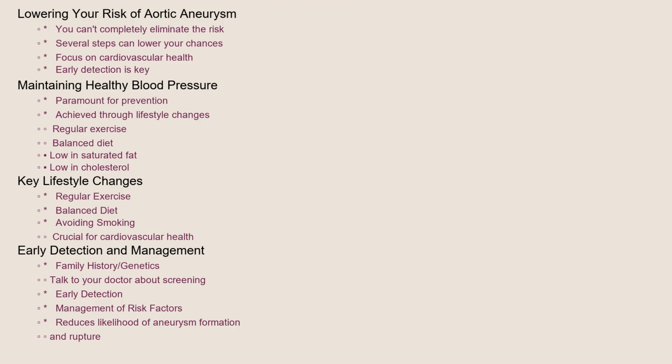While you can't completely eliminate the risk of developing an aortic aneurysm, there are several steps you can take to lower your chances. Maintaining a healthy blood pressure is paramount. Regular exercise, a balanced diet low in saturated fat and cholesterol, and avoiding smoking are all crucial for cardiovascular health. If you have a family history of aortic aneurysms or a genetic condition known to weaken the aorta, talk to your doctor about screening recommendations. Early detection and management of risk factors can significantly reduce the likelihood of aneurysm formation and rupture.